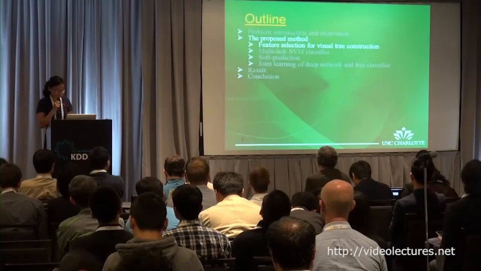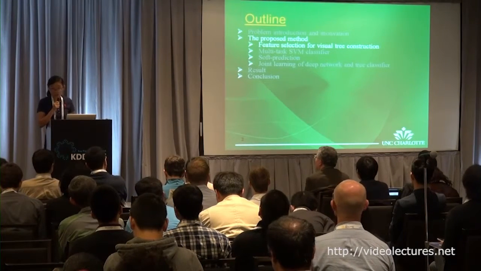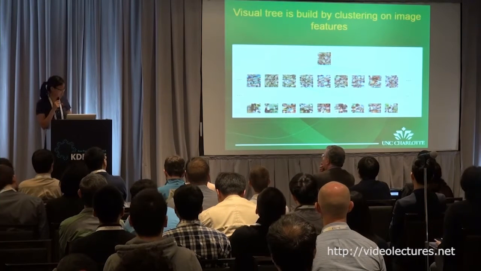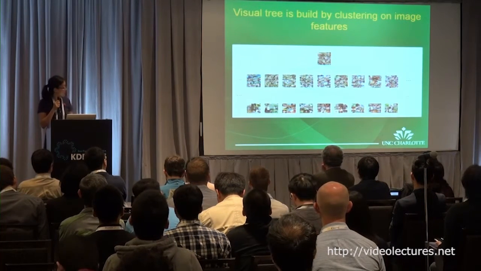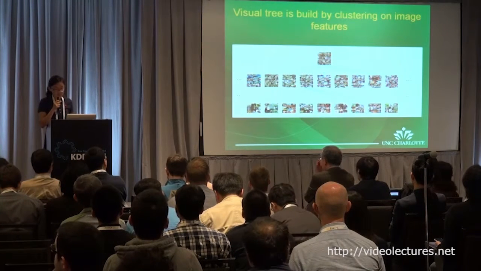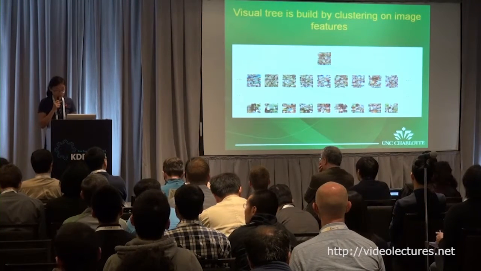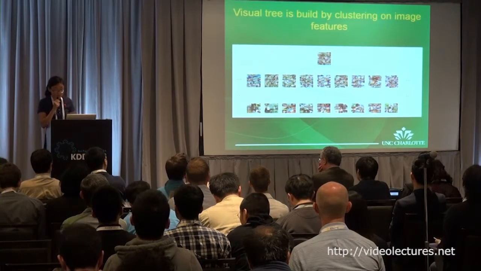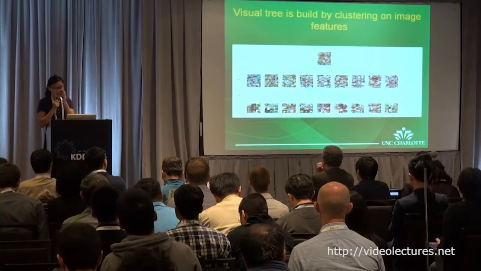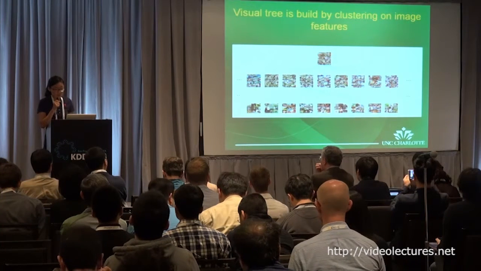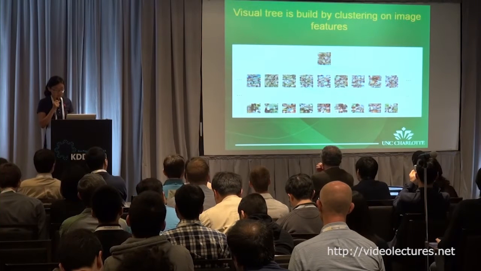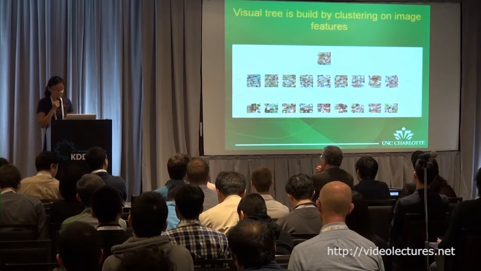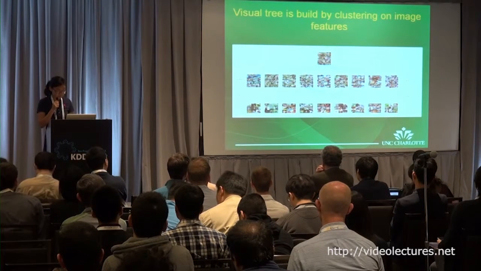Okay, after the motivation, let me introduce our proposed method. First, I build a visual tree instead of using an existing tree. Compared to the WordNet, the visual tree is built by a clustering method on image features. Compared to the WordNet, it does not have physical meanings for each node, but it can maximize the inter-class distance and minimize the intra-class distance. So this will benefit the classification process.